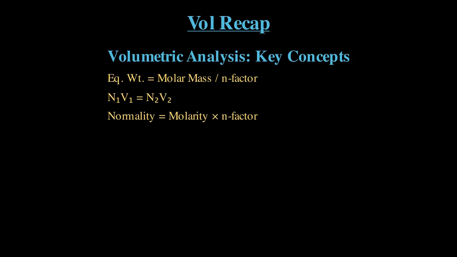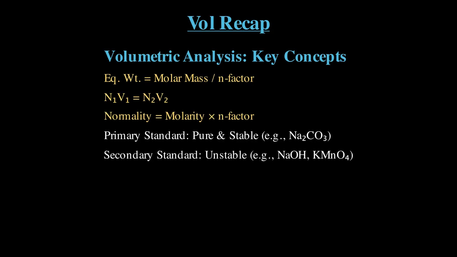Also, recall the difference between a primary standard like anhydrous sodium carbonate and a secondary standard like sodium hydroxide, which needs standardization. Finally, indicator selection is crucial. The indicator's pH range must overlap with the pH at the equivalence point.